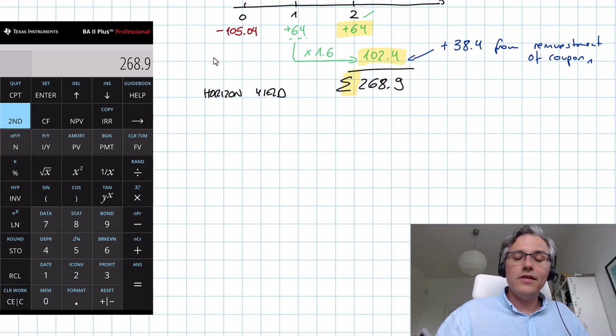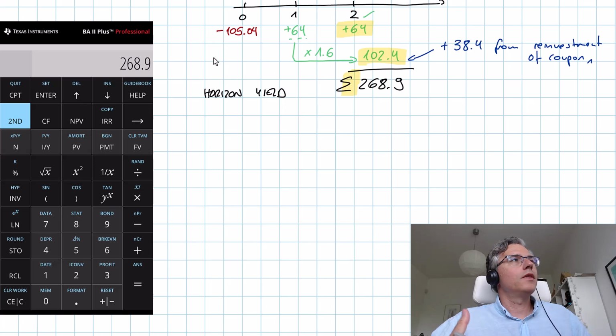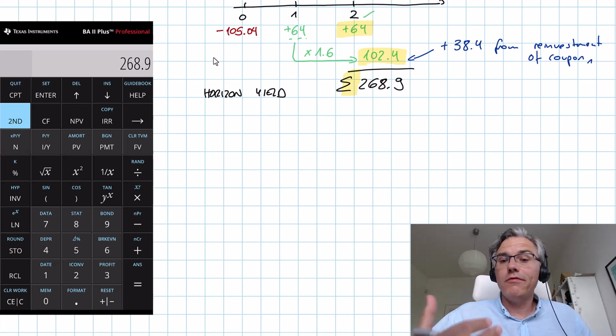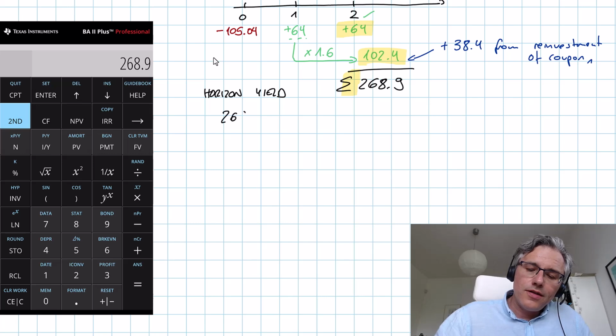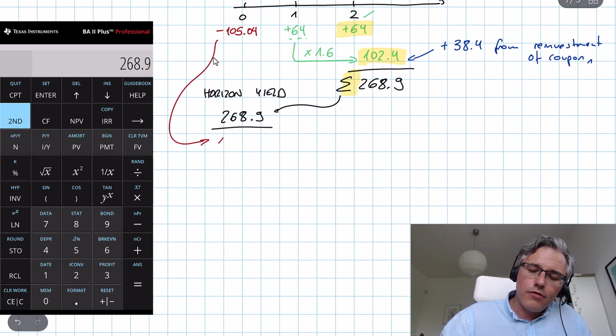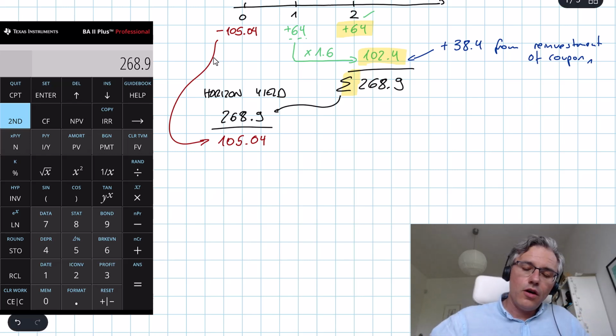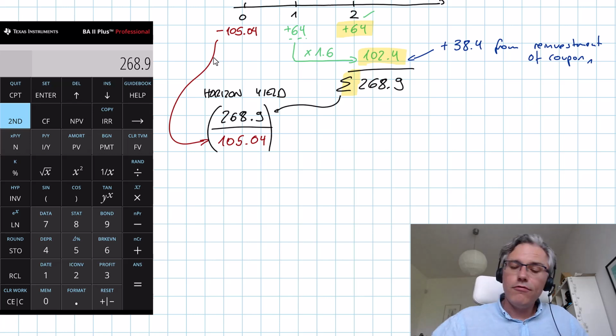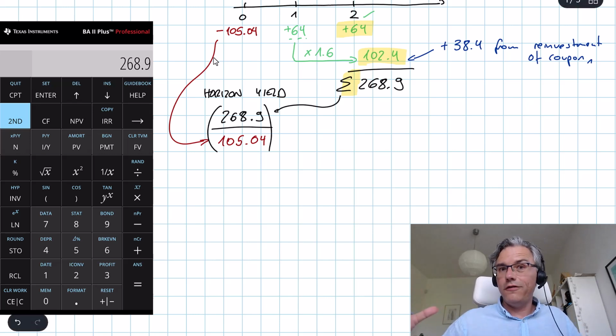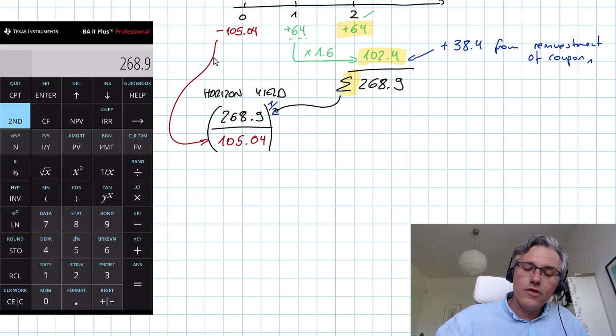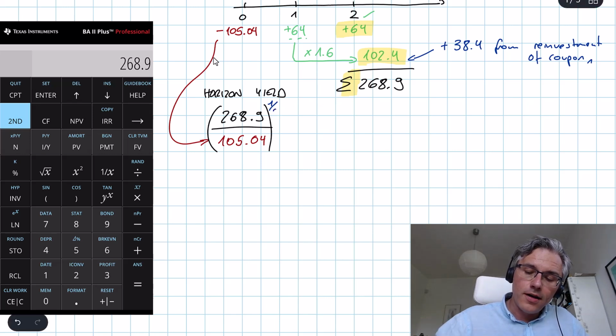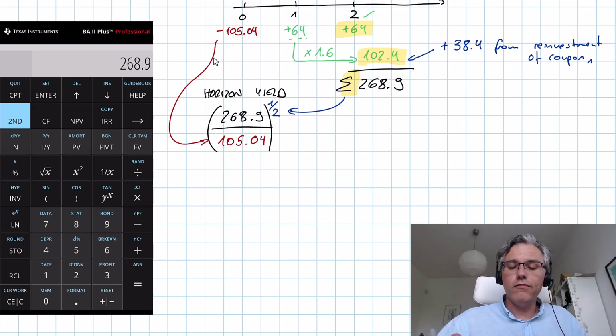Just like we did in the previous video, we can turn this into a horizon yield, the rate of return experienced by the investor, which includes the selling price and also the reinvestment of coupons. So 268.9 goes to the numerator of the fraction. In the denominator we are going to have the price at which the purchase was made, 105.04, and we need to take the square root of this because it occurred over a 2-year period. So raise this to the power of 1 over 2. Maybe let me get rid of this little arrow here, as it is obstructing the fact that we've got a power of 1 over 2 or 0.5, and we need to deduct 1.